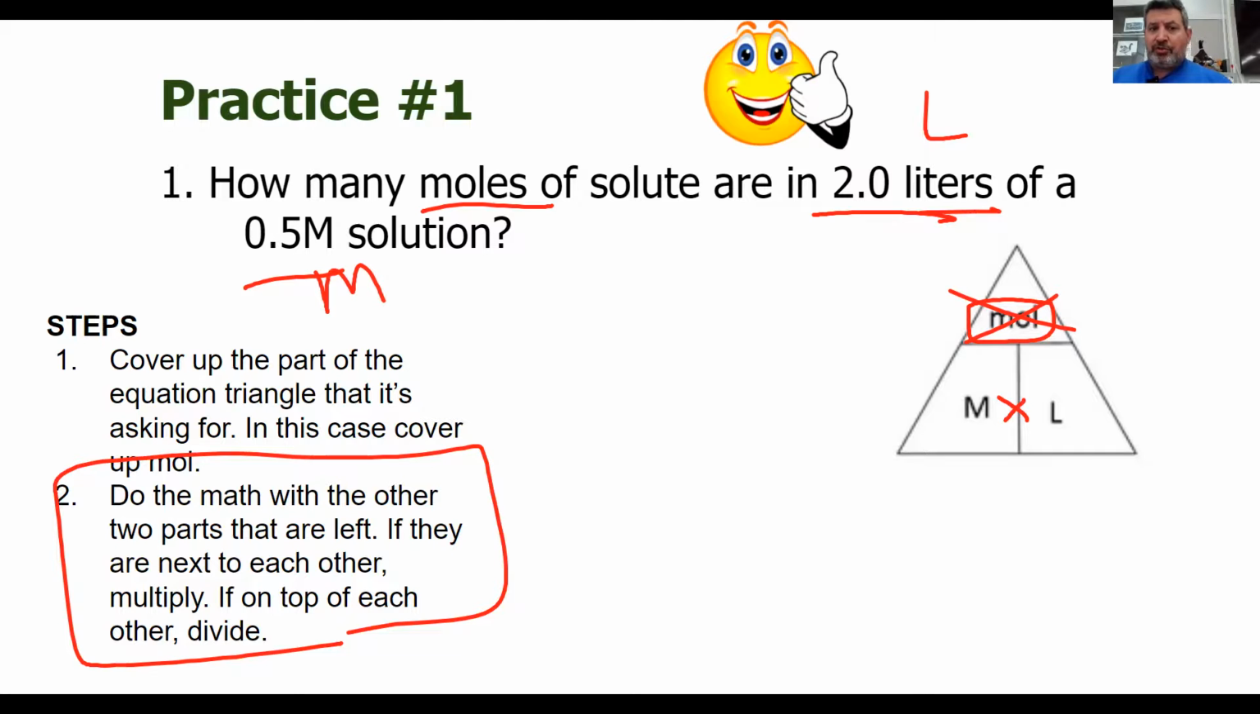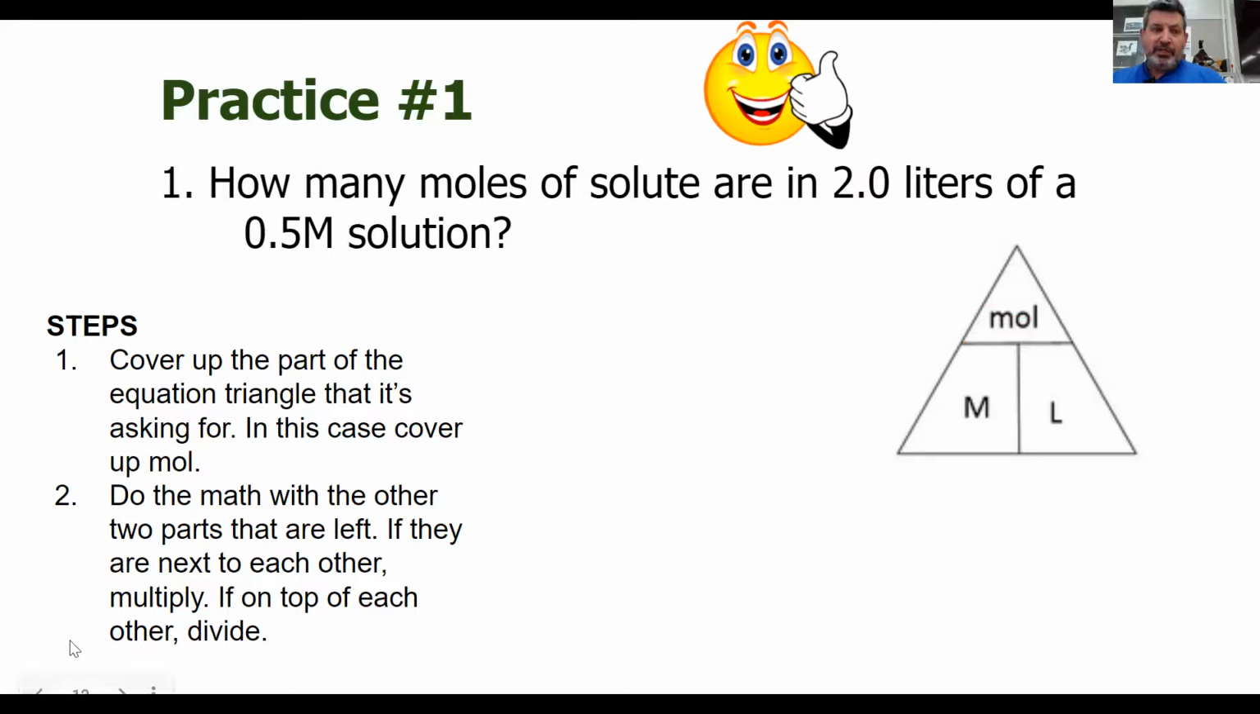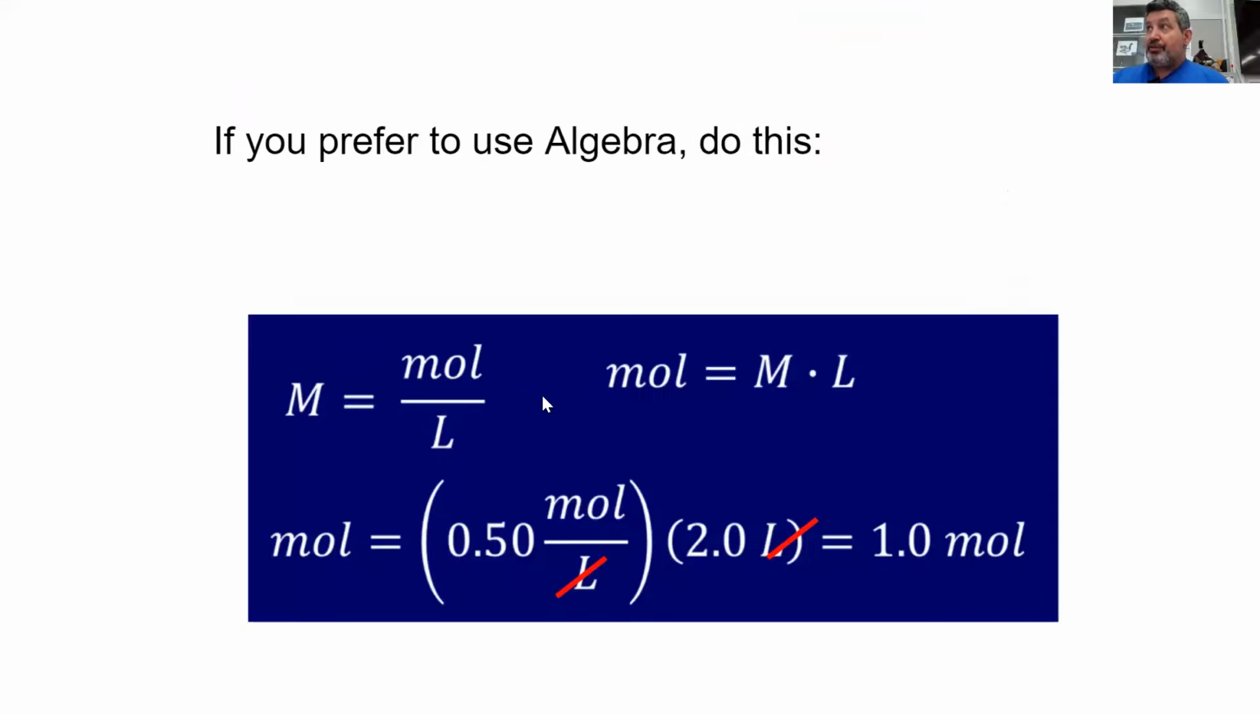So let's look at the solution here. I'll just do it on here. We're going to put moles equals M times L. Our M is 0.5 and our L is 2 liters. And if you do 0.5 times 2, you should get moles equaling 1. So we have 1 mole of solute in there based on that. That's how you set that problem up. On the next slide, I just have it typed up so you can see it a little bit better.